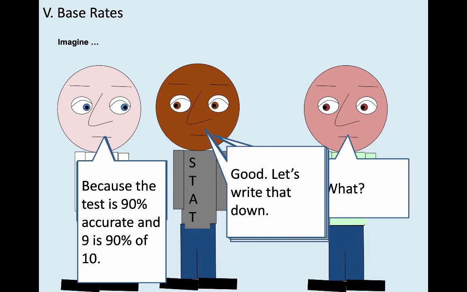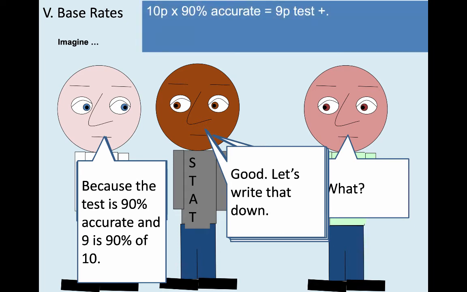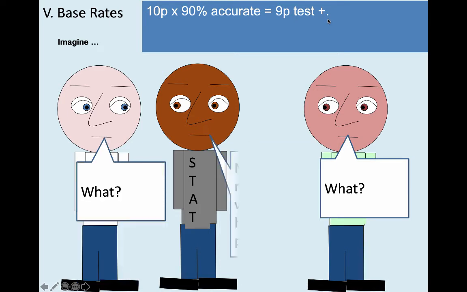And the statistician says, well, good, let's write that down. So up here we have 10 people who actually have it. The P stands for actually positive, 10 people who are actually positive. And we're going to say 90% accurate for the test. So of those 10 people who are actually positive, it's going to test 9 of them positive. It's going to say 9 have it.